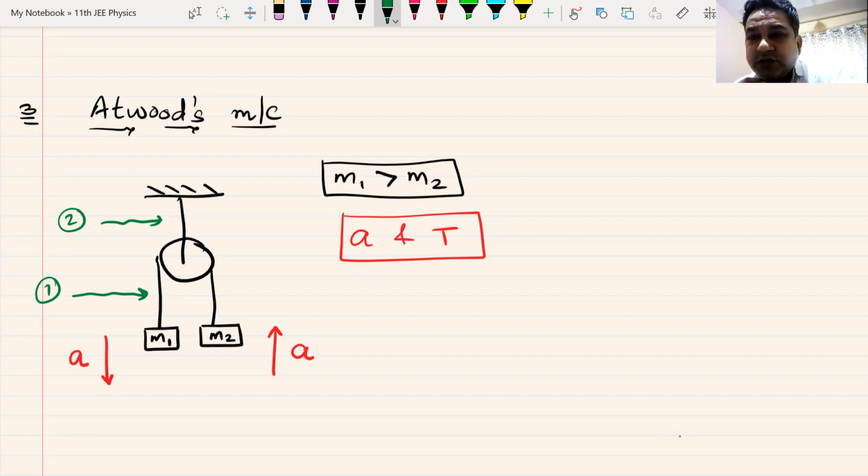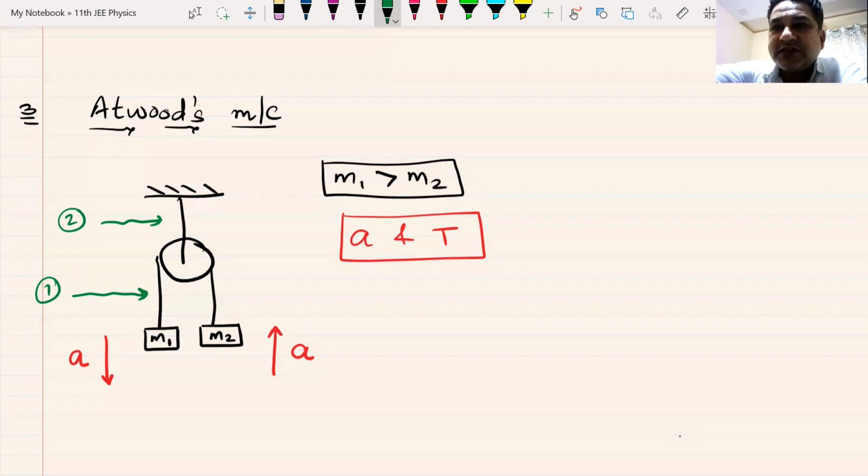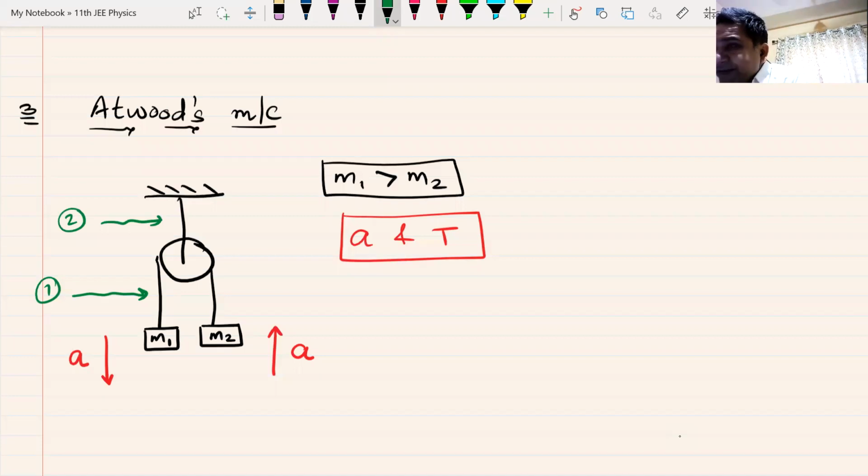T is equal to T1, M1G greater than M2G. I don't understand what you have written, Deepak. Try. Follow the steps. Try. Okay. I'll do my bit.